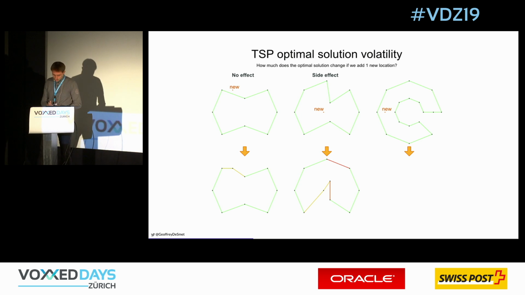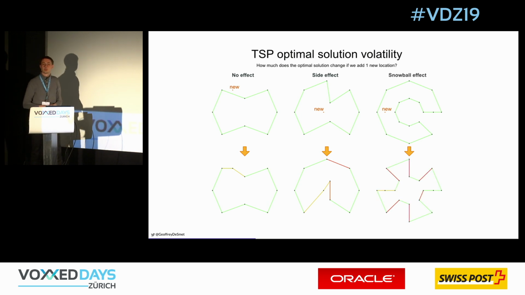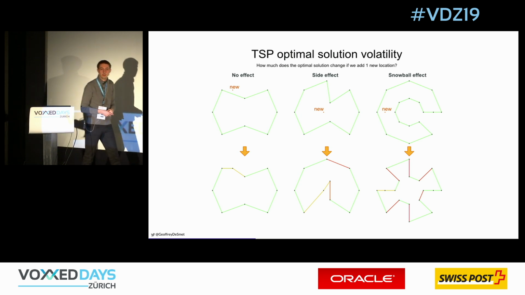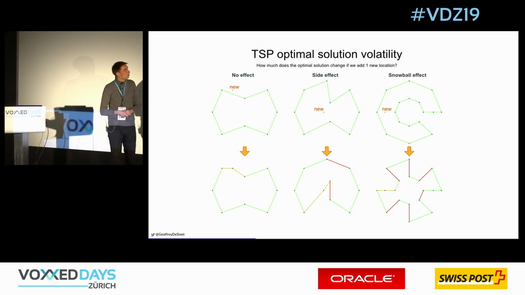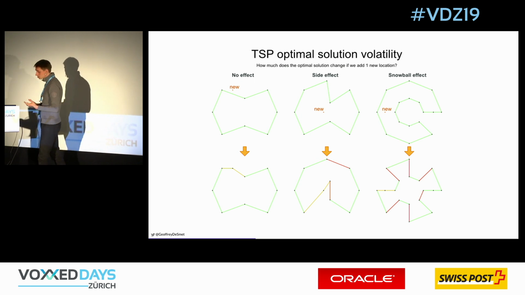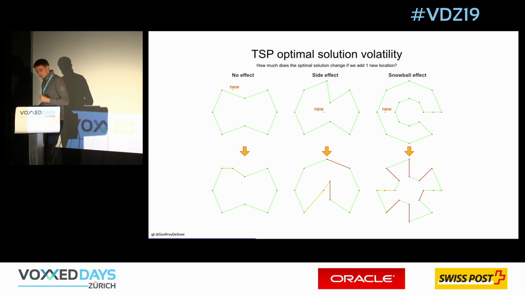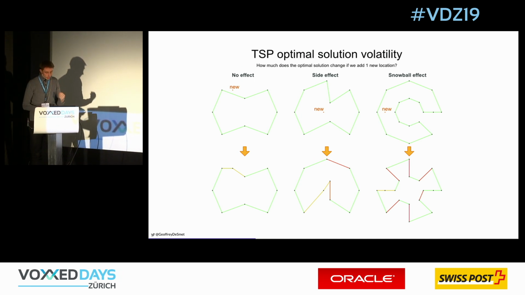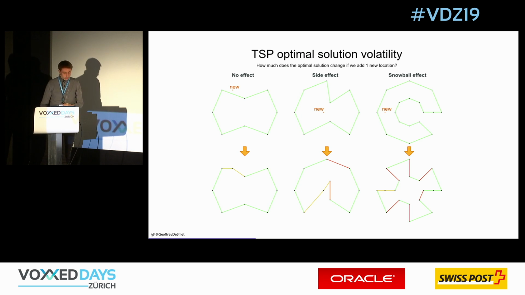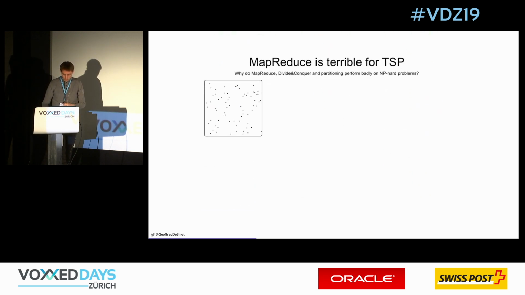And the last one is quite interesting because if we add just 1 extra new location, this is the new optimal solution. It is completely different, right? And this is a snowball effect. And this is, of course, just a traveling salesman problem where we're routing 1 vehicle or 1 person, and we have no other constraints than minimizing the distance.